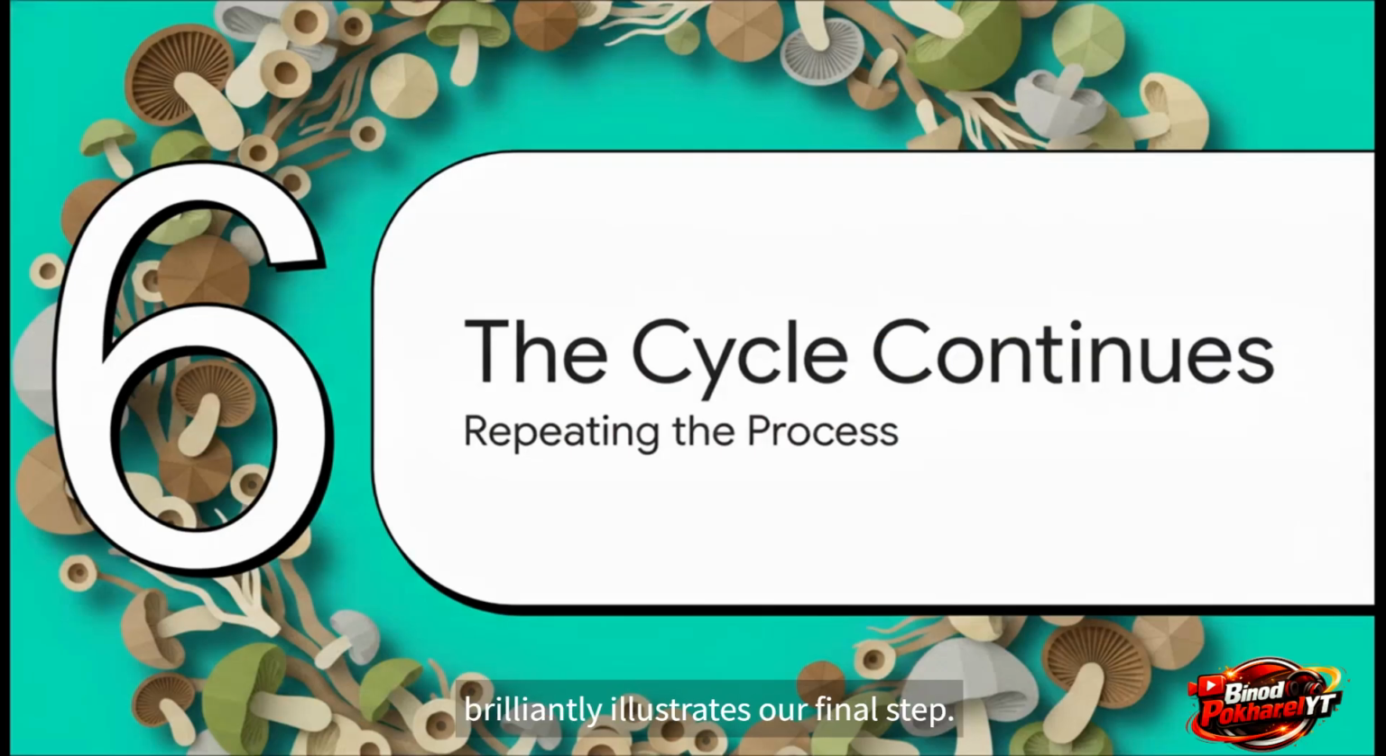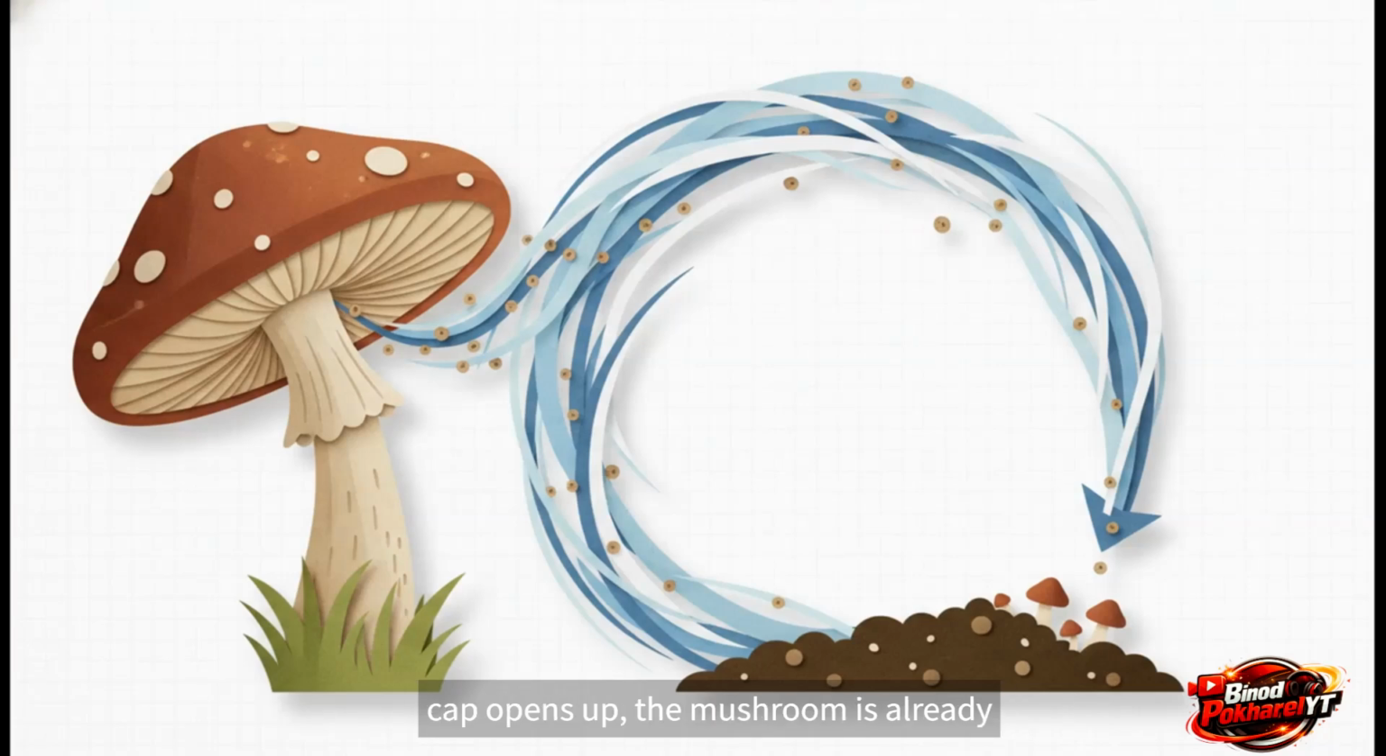And this brilliantly illustrates our final step. Step 6, the cycle continues, repeating the process. Because the very second that cap opens up, the mushroom is already hard at work. Those gills underneath the cap of the mature fruiting body are actively producing a brand new generation of spores.